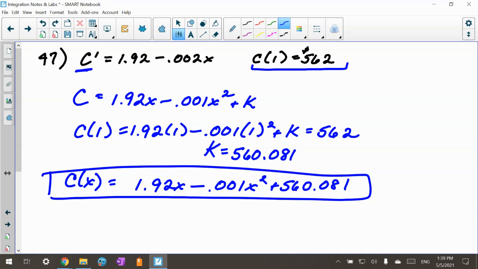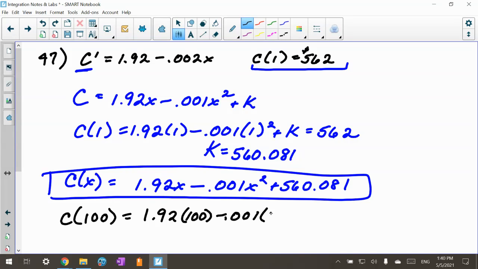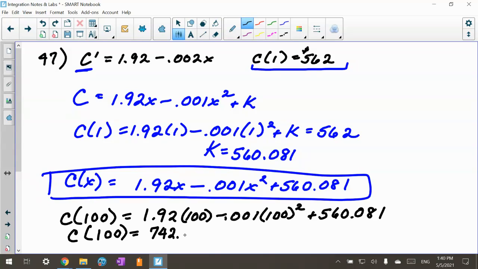Now they want me to find the cost of producing 100 items. So the cost of producing 100 is going to be 1.92 times 100 minus 0.001 times 100 squared plus 560.081. And when I put that in my calculator, the cost of producing 100 items is $742.08.